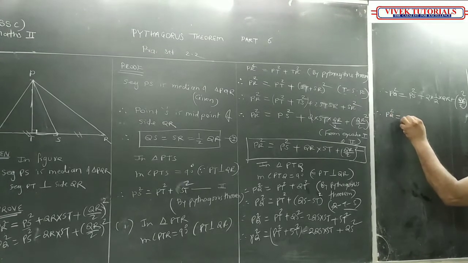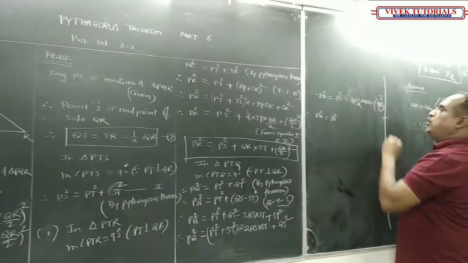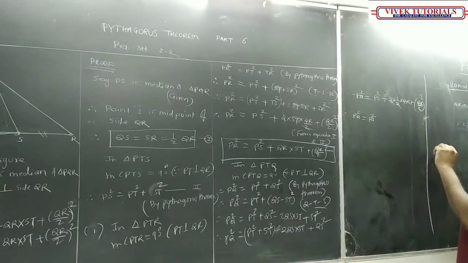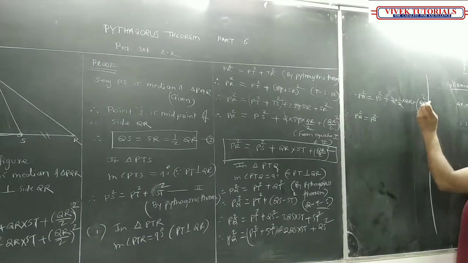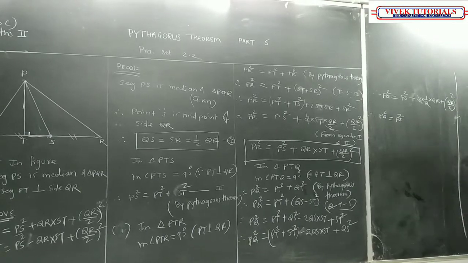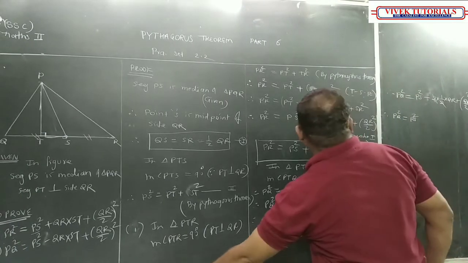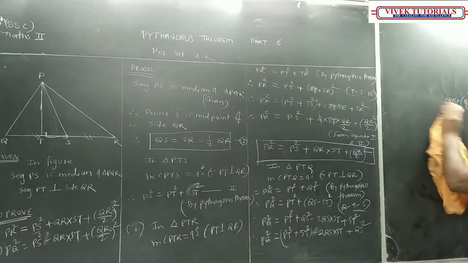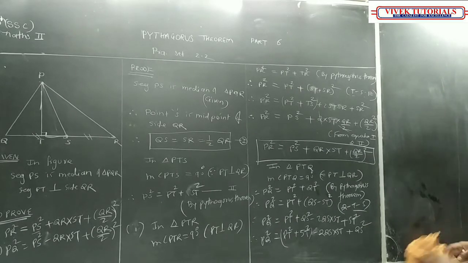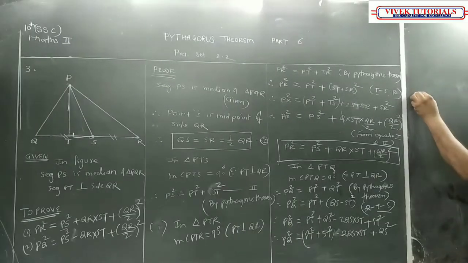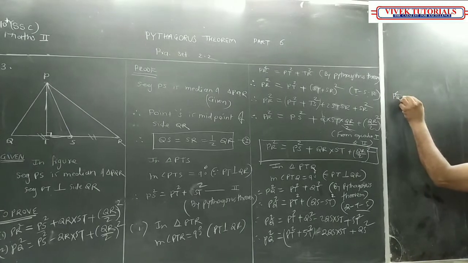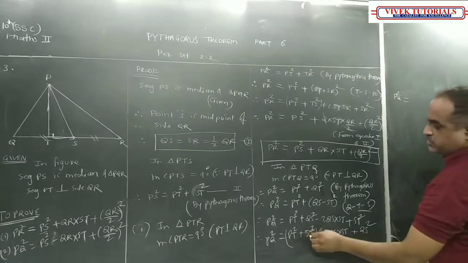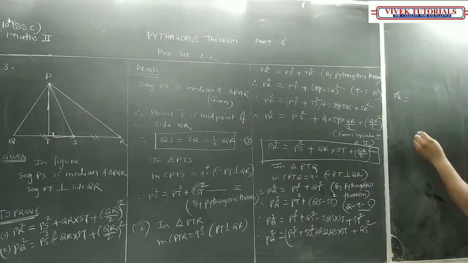PQ square is equal to PS square, 2 cancelled. अरे wait. यहाँ पे आपको और एक बार देखना पड़ेगा. I'll write it properly. Wait. Once again, what is that? PQ square is equal to, what is PT square plus ST square? PS square.